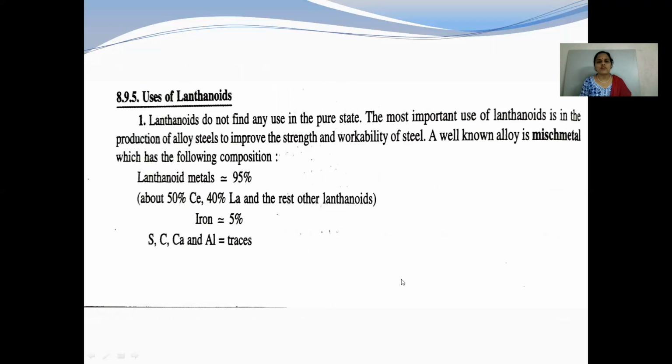Next, we come to the uses of lanthanoids. Lanthanoids do not find any use in the pure state. The most important use of lanthanoids is in the production of alloys, steels, to improve the strength and workability of steel. A well-known alloy is mish metal, which has the following composition. Lanthanoid metals 95%, about 50% cerium, 40% lanthanum and the rest lanthanoids. Iron 5%, sulfur, carbon, calcium and aluminium are present in traces. So the well-known alloy of lanthanoid elements is mish metal.